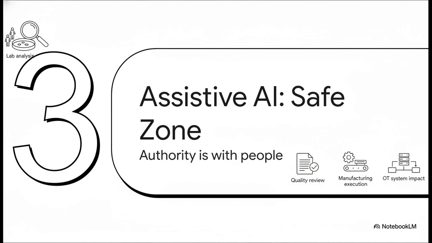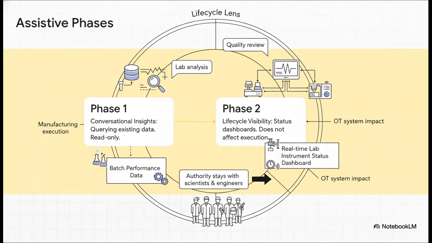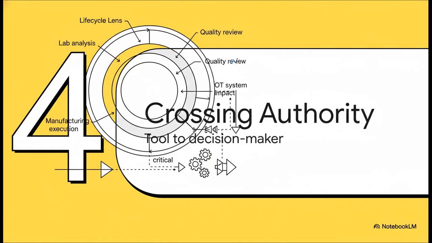All right, let's start our journey on the left side of the map. We're in the safe zone here, where all the authority and control stays firmly in human hands. So in phase 1, you can think of the AI as a kind of research assistant. You might ask it to pull up historical batch performance data. It's totally read-only. Then in phase 2, we get visibility. This could be something like a dashboard showing the real-time status of lab instruments. Now, data integrity is obviously important for GXP, those good practice regulations, but the AI isn't doing anything. It's just showing you what's happening. In both of these cases, the authority stays with the scientists and the engineers.